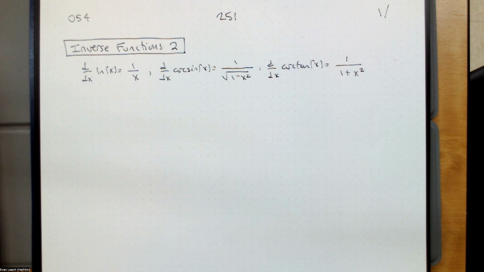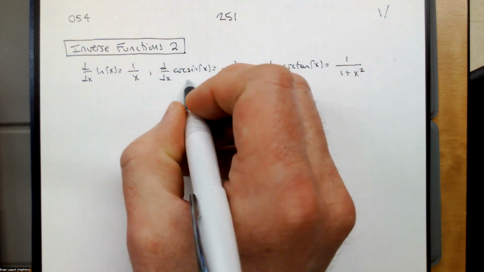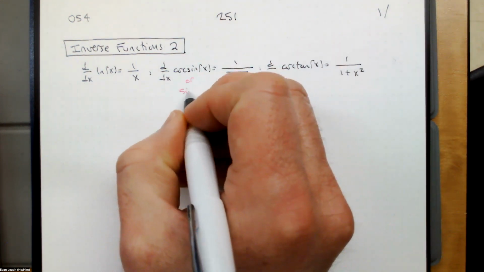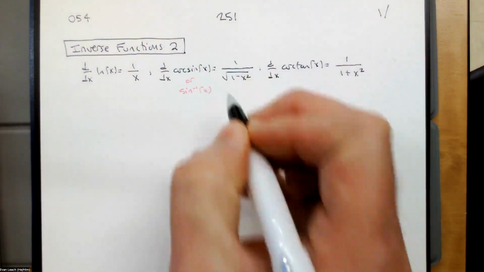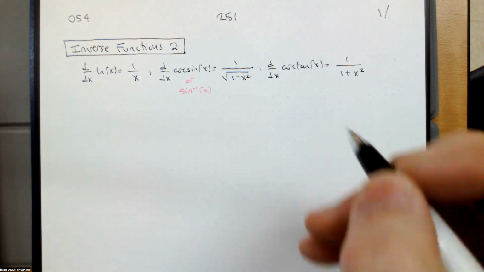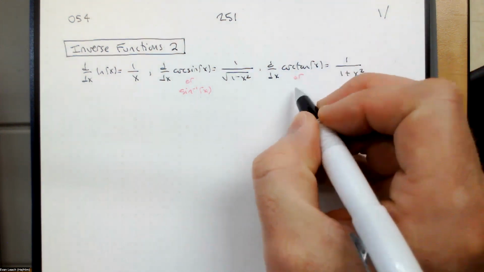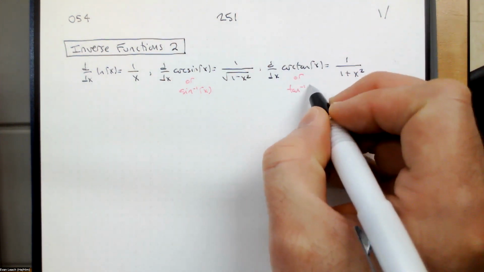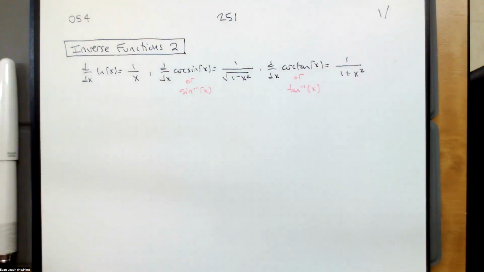Remember that arc sine x can also be written as sine inverse x or inverse sine. We'll write sine to the minus 1 x, but that will mean specifically inverse sine of x. And similarly with tangent, we'll write tangent inverse of x. It depends on how much space we have and whether or not we can write superscripts or not.